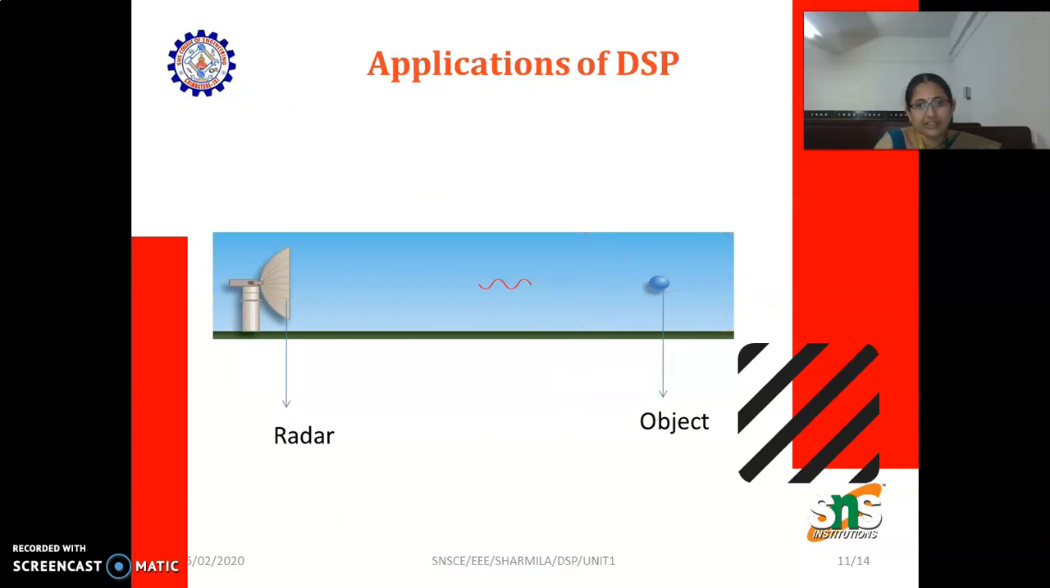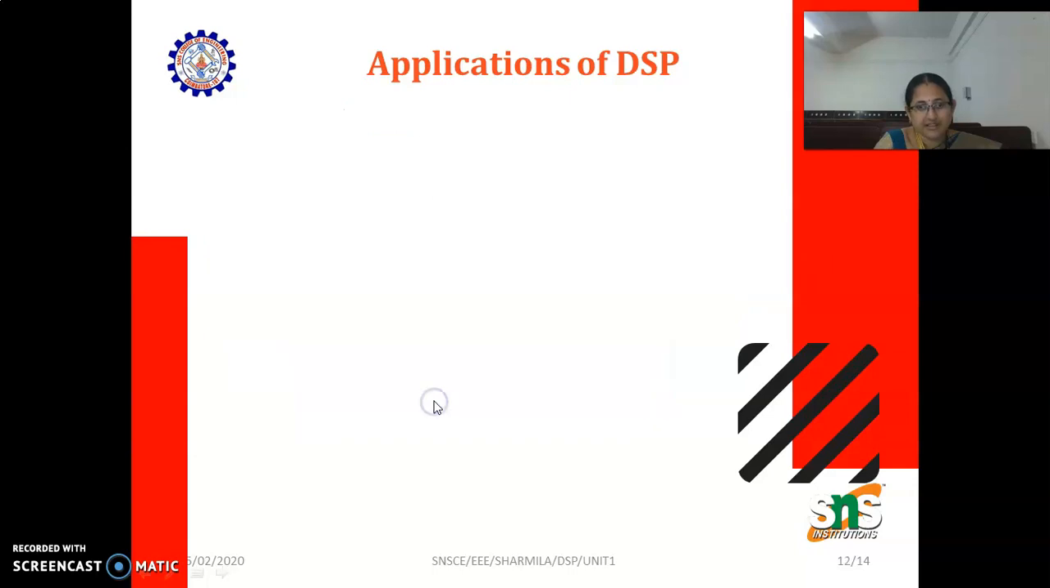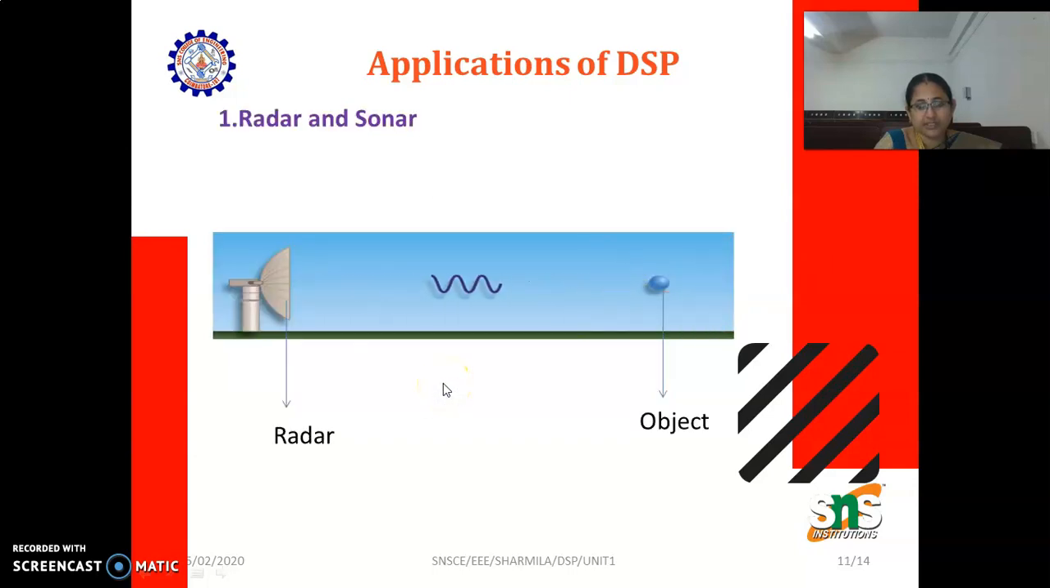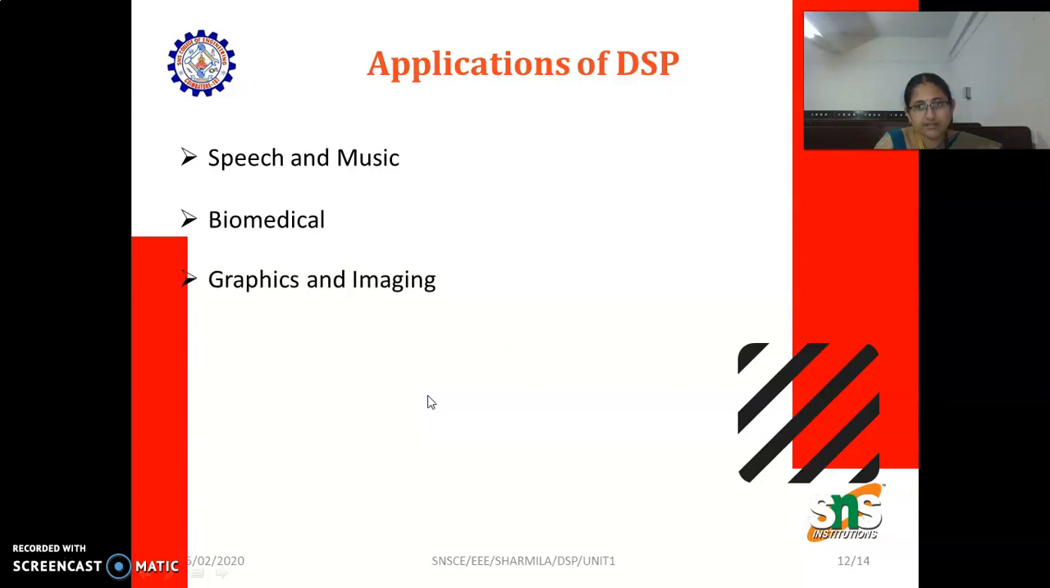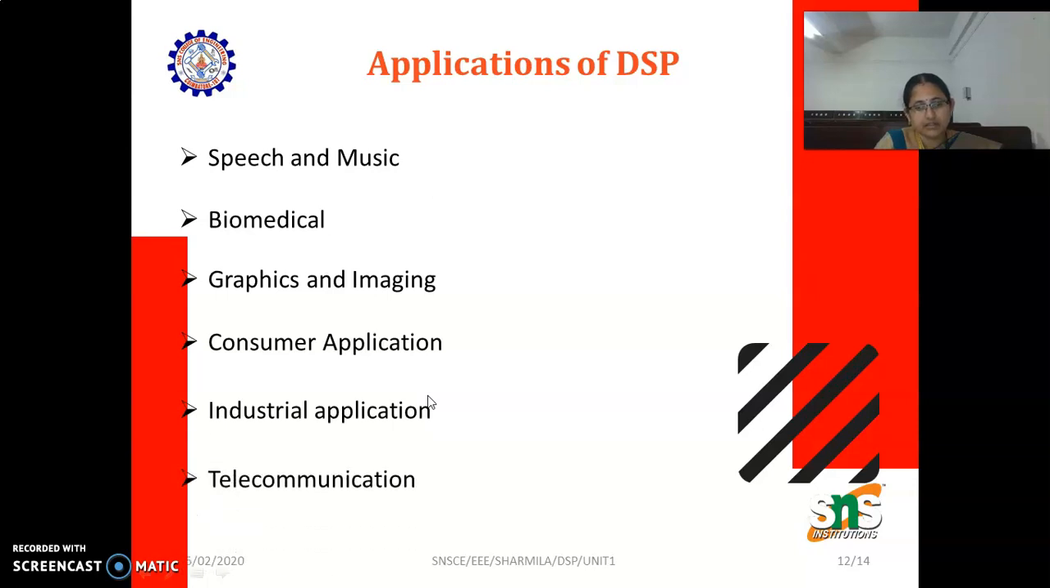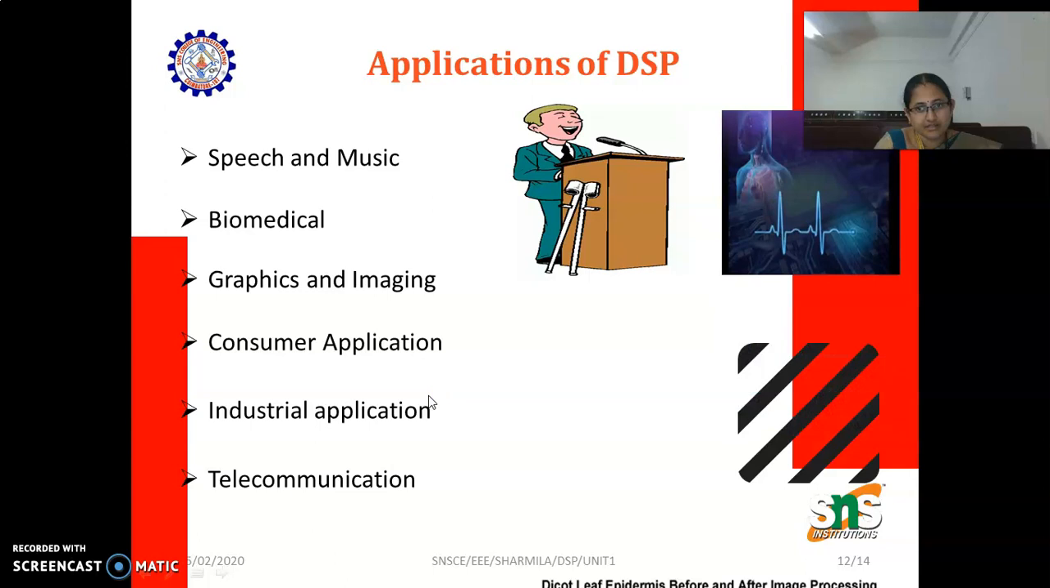And next we see some applications of digital signal processing. There are tremendous applications available. This one is the radar application. Radar and sonar are used to find out the distance of a particular object in some places. And so many applications are available, that is speech and music, biomedical applications, graphics and imaging, consumer applications, industrial applications, telecommunication, etc.